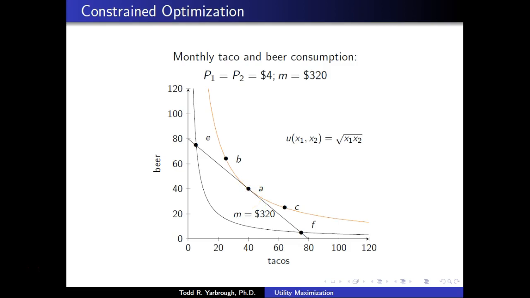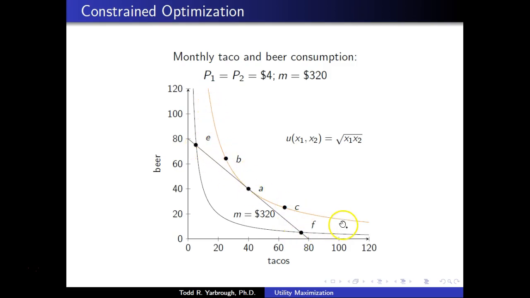Now, a couple things should jump out to you. First off, notice that I can afford 3 of the bundles listed here. I can afford bundle A, I can afford bundle F, and I can afford bundle E. None of the other bundles that have been listed I can afford. I cannot afford C, it's beyond my budget constraint, and for the same reason I cannot afford B, it's beyond my budget constraint.